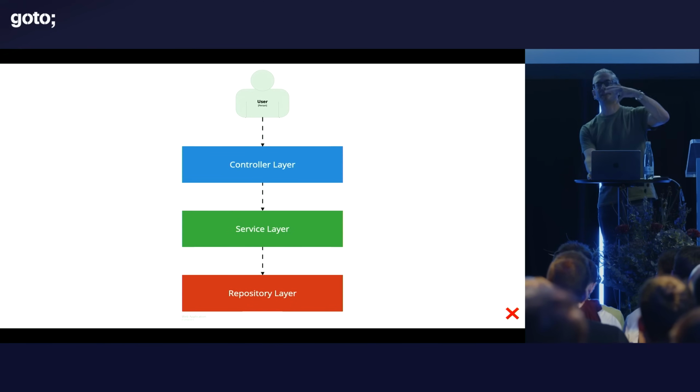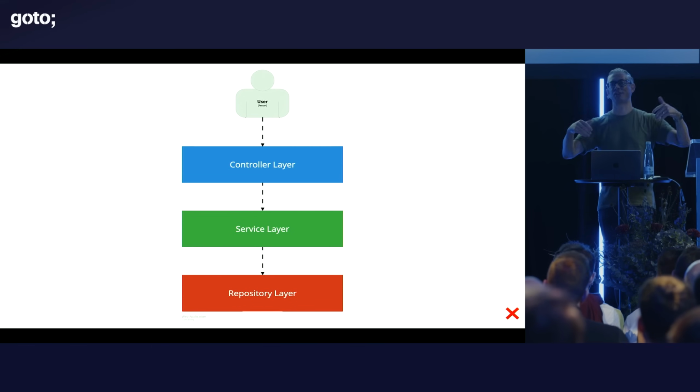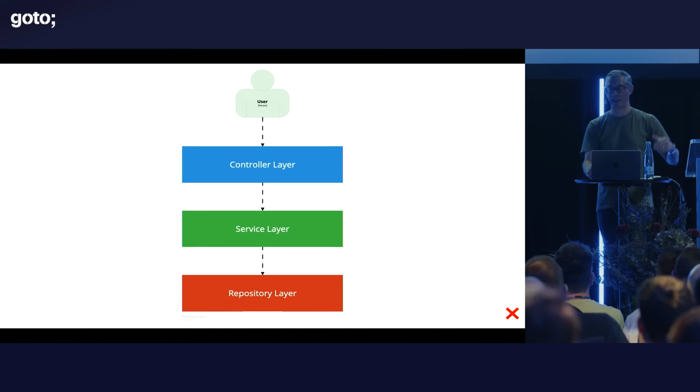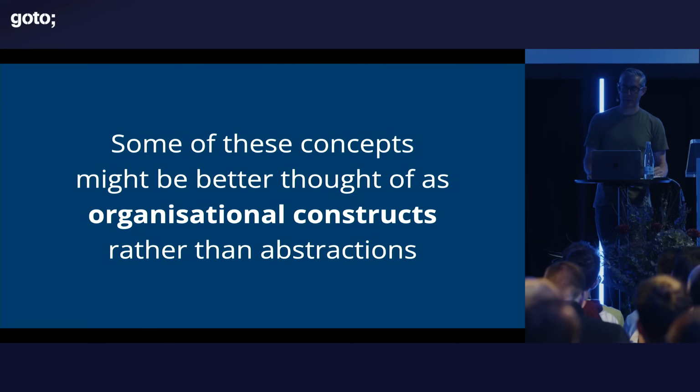So I'm not saying that these concepts, subsystems, bounded contexts, and layers are not useful. I'm saying I don't think they are abstractions in their own right. I think they're really organizational constructs. And perhaps that's a better way to think about these concepts when you're drawing something like a C4 architecture diagram.